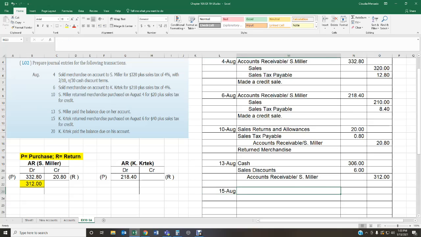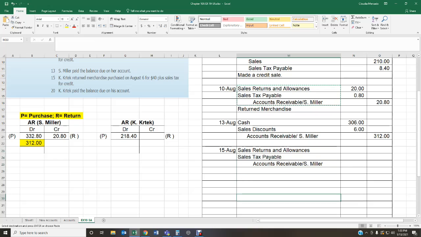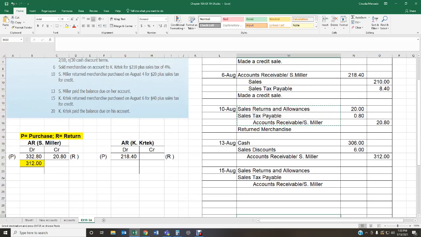Okay, so when we make a return, we're going to be using these three accounts. We're going to debit sales returns and allowances. We're going to go ahead and debit sales tax payable, and then we're going to credit our accounts receivable. Okay, so the amount of your return is $40. They returned $40 of merchandise.